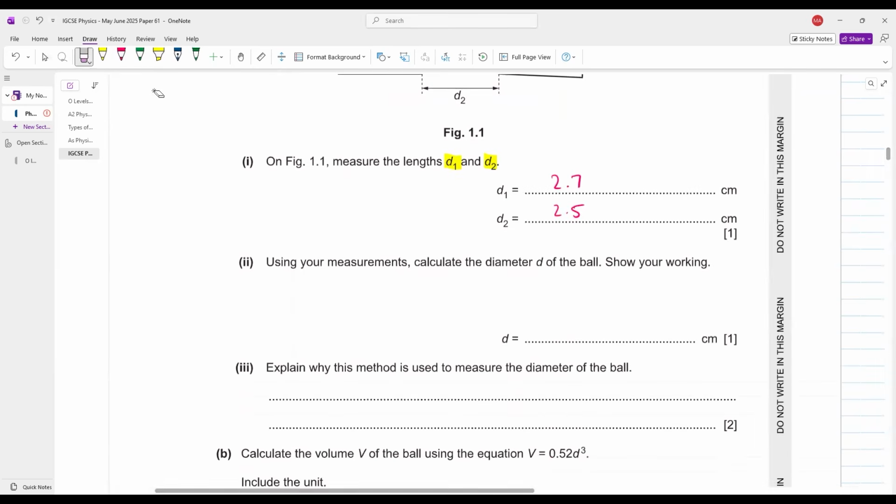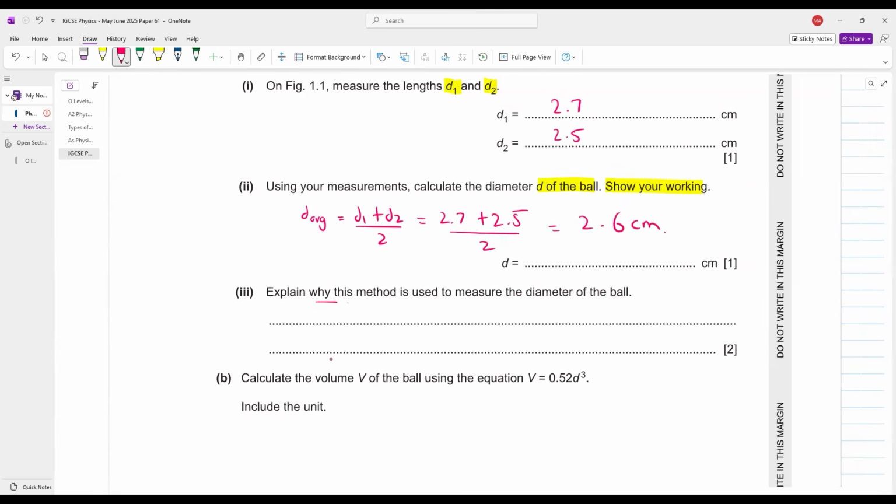Okay, let's move ahead. Using your measurements, calculate the diameter of the ball. Show your working. How can we calculate the diameter of the ball? By taking the average of these D's. If you take the average, D1 plus D2 divided by 2, you can calculate the diameter of the ball. D1 is 2.7, D2 is 2.5, divide by 2. You get the average diameter, that is 2.6 centimeters. Simple.